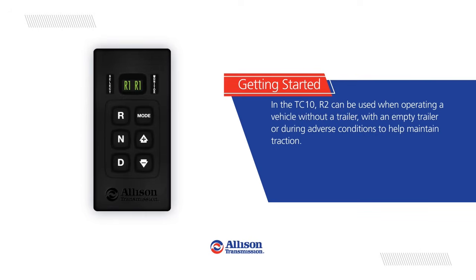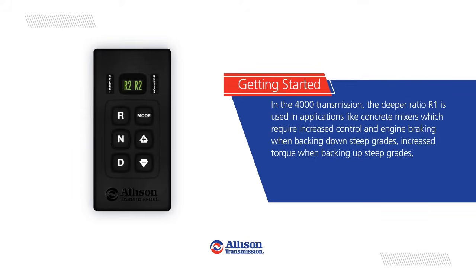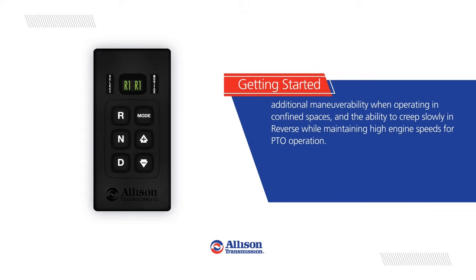In the TC10, R2 can be used when operating a vehicle without a trailer, with an empty trailer, or during adverse conditions to help maintain traction. In the 4000 transmission, the deeper ratio R1 is used in applications like concrete mixers, which require increased control and engine braking when backing down steep grades, increased torque when backing up steep grades, additional maneuverability when operating in confined spaces, and the ability to creep slowly in reverse while maintaining high engine speeds for PTO operation.